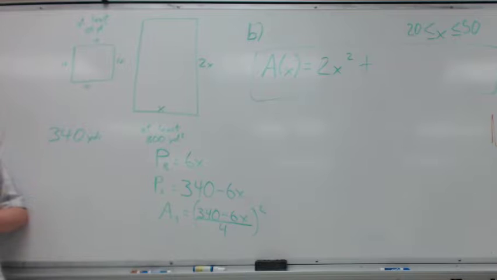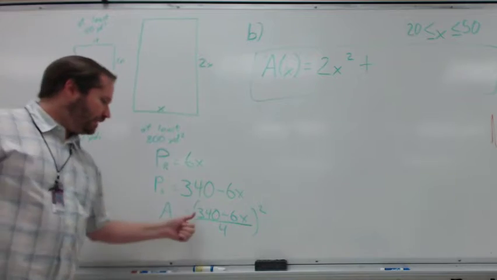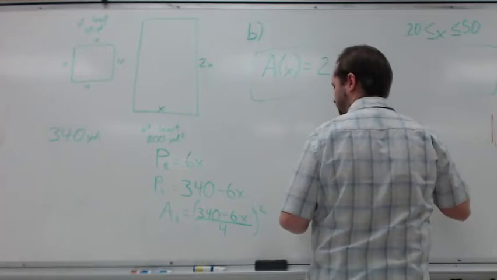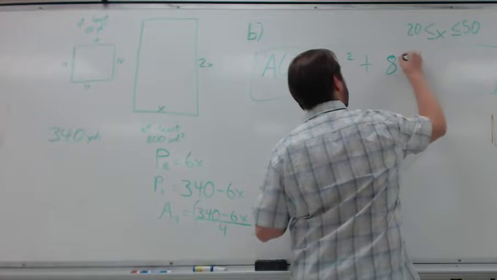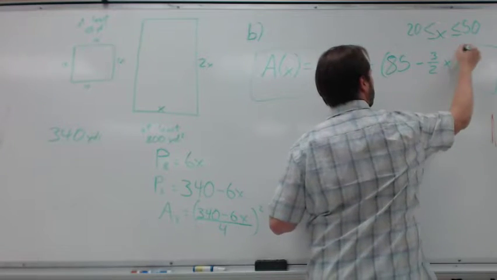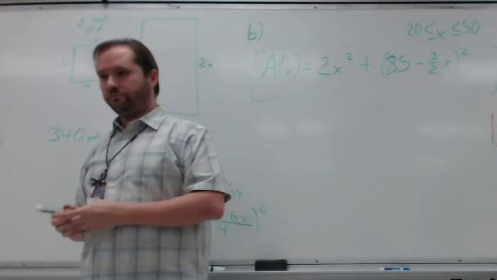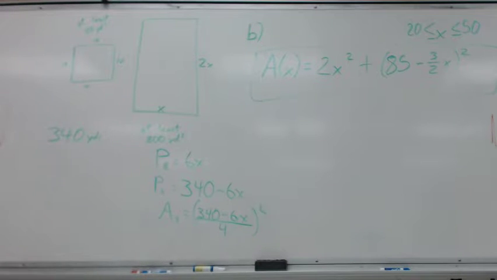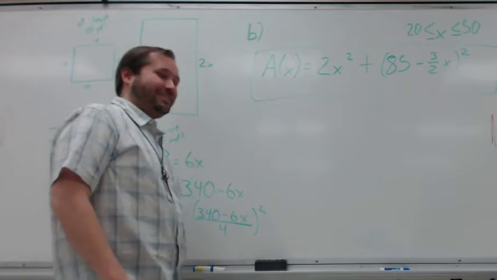Hard problem. Can we simplify that before plugging it over there? Maybe a little bit. We can do 340 divided by 4, so 85 minus 3 halves x, squared. Back when they gave this problem, I'm guessing they were probably allowed a scientific calculator. We can do it without if you want, or we can allow a scientific calculator. No calculator? Okay. No calculator. We'll try it.